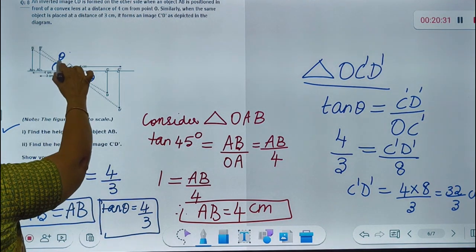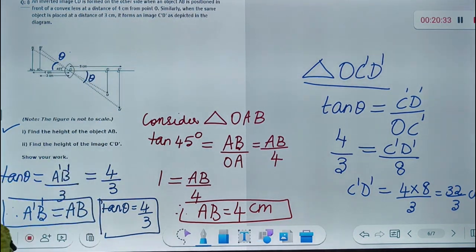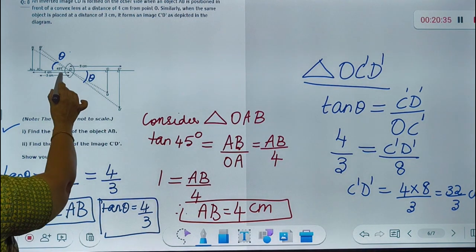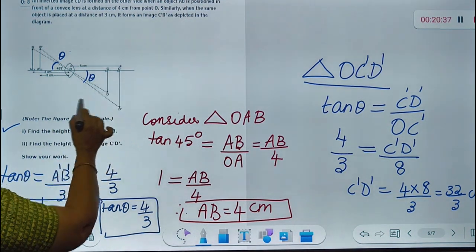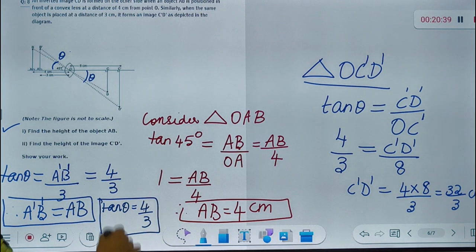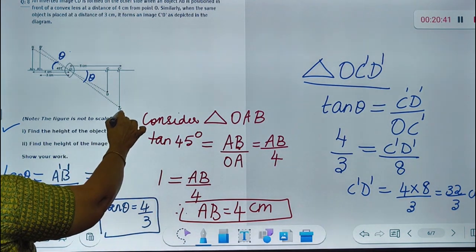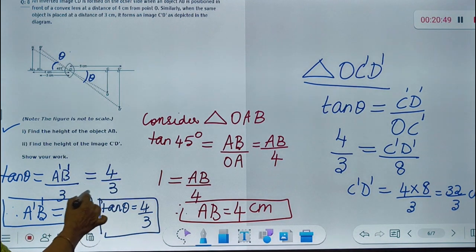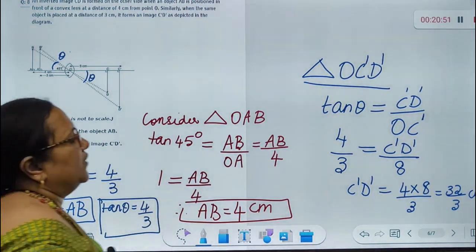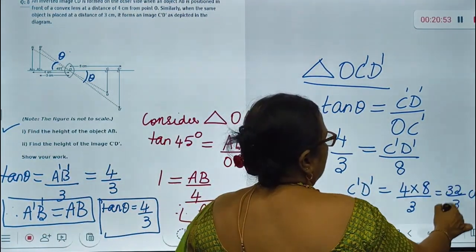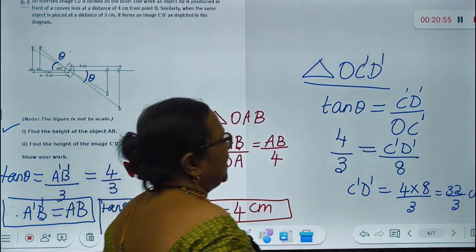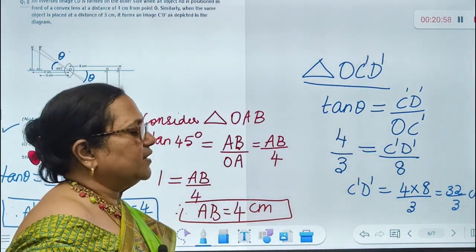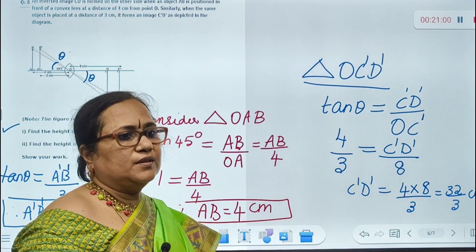Now, if this bigger angle is theta, this total angle is also theta. So now consider the triangle OC'D'. What is tan theta? Opposite side C'D' by adjacent side 8. C'D' by 8 is equal to 4 by 3. Therefore, C'D' is equal to 4 into 8 by 3, 32 by 3 centimeter. Is it clear?